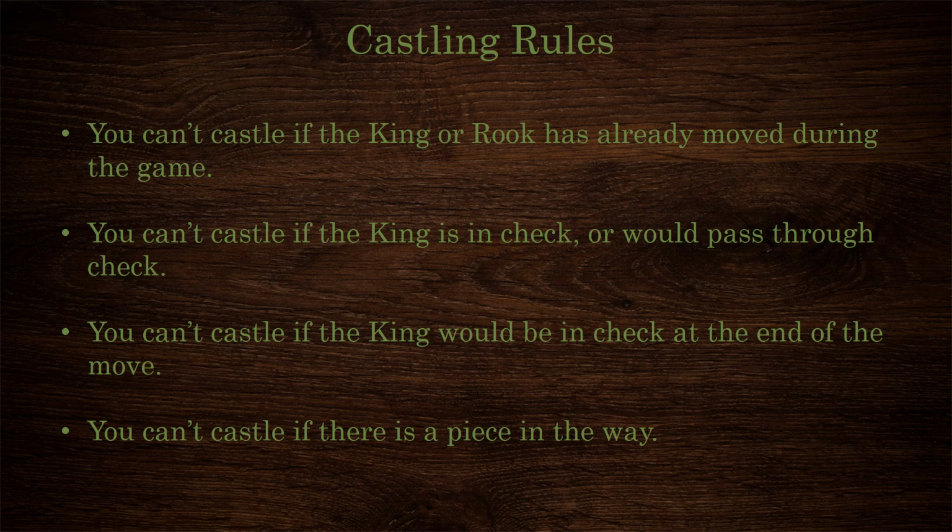Check means, think of it as the king being in danger. So it means if the king is currently being attacked by a piece, it can't castle. Or if it's going to pass through a square that is being attacked by a piece, it can't castle. The next rule is you can't castle if the king would be in check at the end of the move. So obviously you can't move the king into danger, just like we learned early on. And then last of all, you can't castle if there's a piece in the way. So there has to be no pieces between your king and your rook.